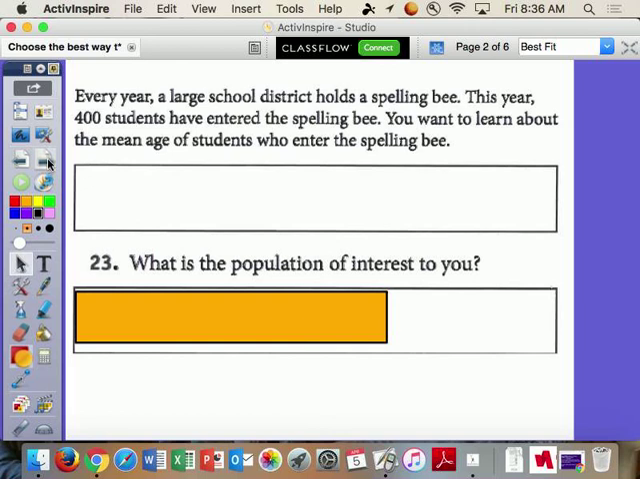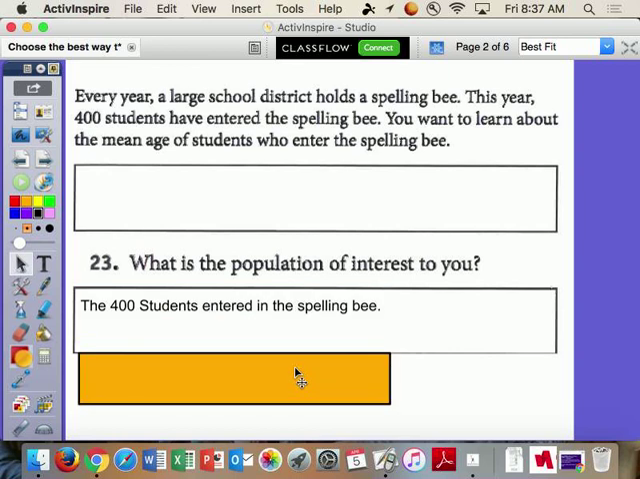So the first one says, every year a large school district holds a spelling bee. This year 400 students have entered the spelling bee. You want to learn about the mean age of students who enter the spelling bee. So what is the population that is of interest to you? If we're looking at a large school district, are we looking at every single student in the school district? Or do we care about those who are doing the spelling bee? We care about those who are doing the spelling bee. So this is going to be the 400 students who enter the spelling bee.